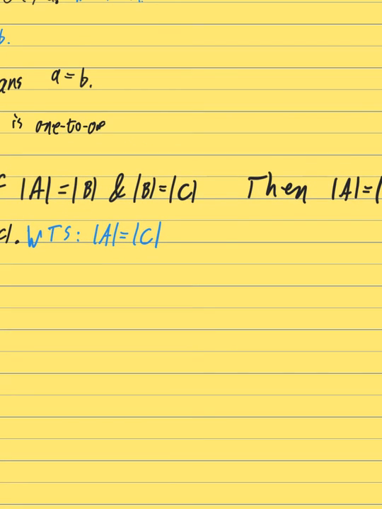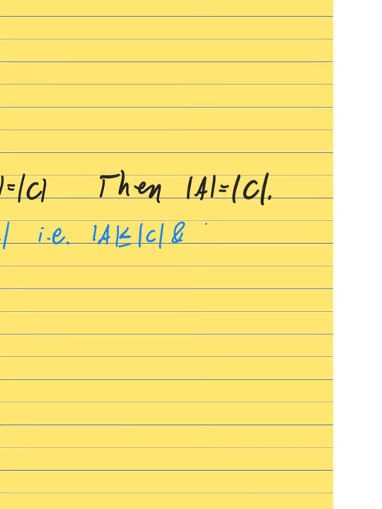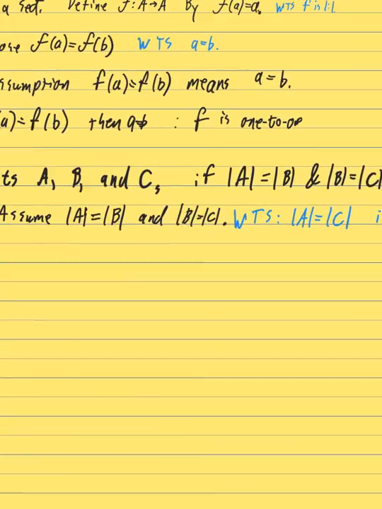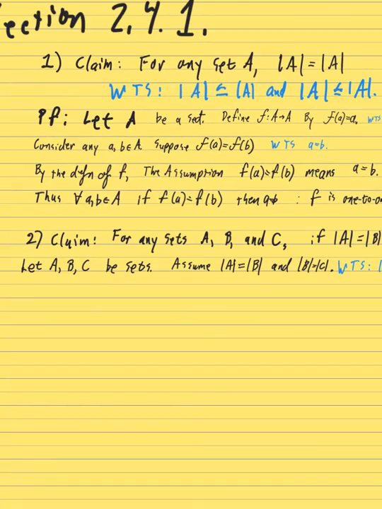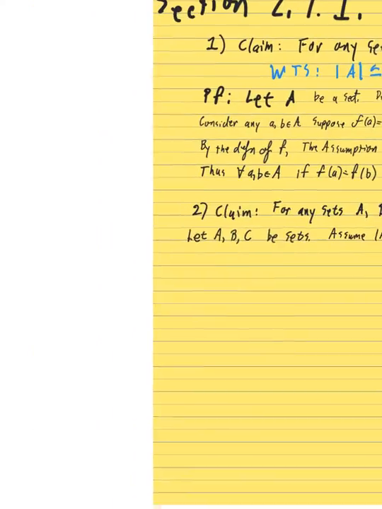In other words, in essence, size of A is less than or equal to the size of C, and size of C is less than or equal to the size of A. They're the things that we need to show. And in order to show those things, let's just unravel the assumptions.